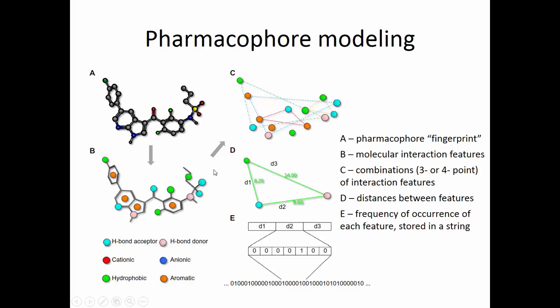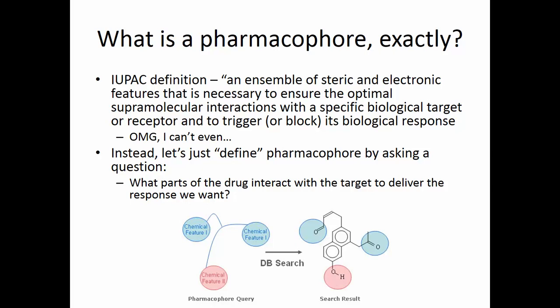And this sort of thing, which is all done by computer, can help us figure out what drugs are going to be successful in binding to a particular drug target and, say, inhibiting or activating whatever it's supposed to do. But what is a pharmacophore exactly? I'll give you the IUPAC definition, the International Union of Pure and Applied Chemistry. Their definition is an ensemble of steric and electronic features that is necessary to ensure the optimal supramolecular interactions with a specific biological target receptor and to trigger or block its biological response.